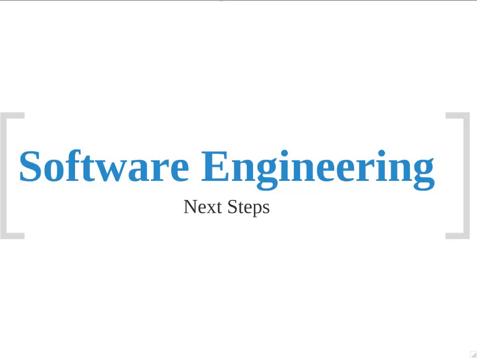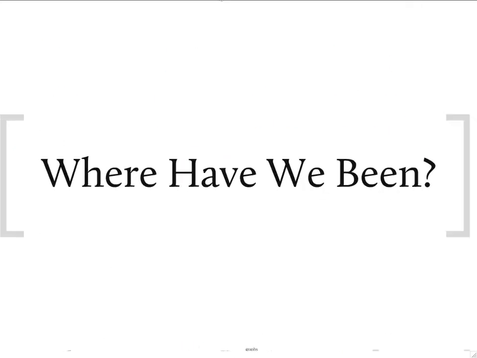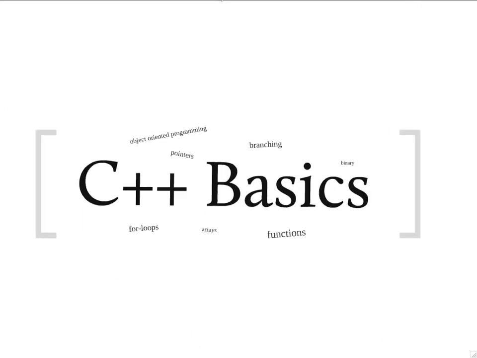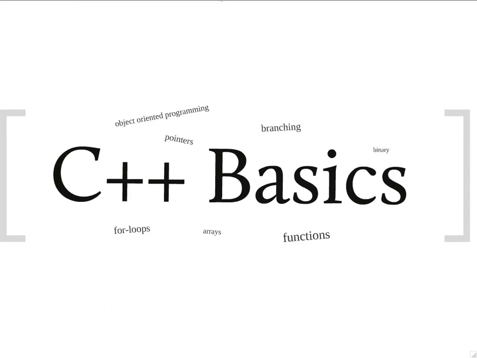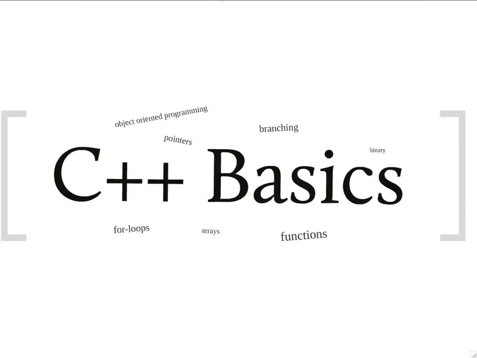This video is actually going to signal the start of the next steps of the software engineering videos. So where have we been so far? Let's recap real quick. We've taken a look at the C++ fundamentals. We've gone through pointers, for loops, arrays. We've taken a look at functions, branching, if and while statements. Whiles would be looping, but if statements. And we've also looked at some binary notation and object-oriented programming.